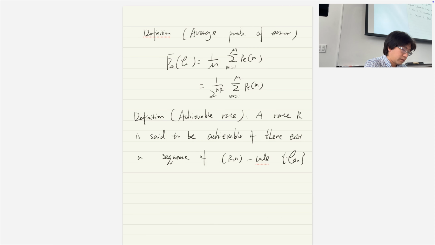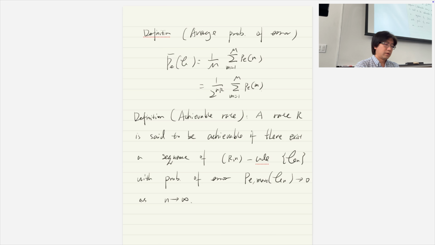Okay, with probability of error P_e^max(C_n) that goes to 0 as n goes to infinity. So this is called the achievable rate. Eventually, as n goes to infinity, the error will become 0. Okay, great. Any questions? Okay, so this is the achievable rate.